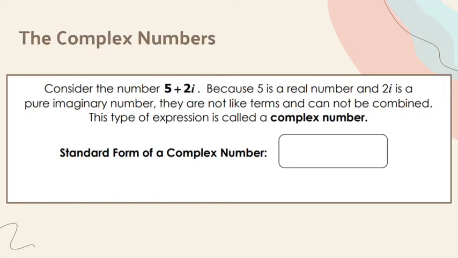Standard form of a complex number is a plus bi. A and b are both real integers. This is the real part, and this is the imaginary part.